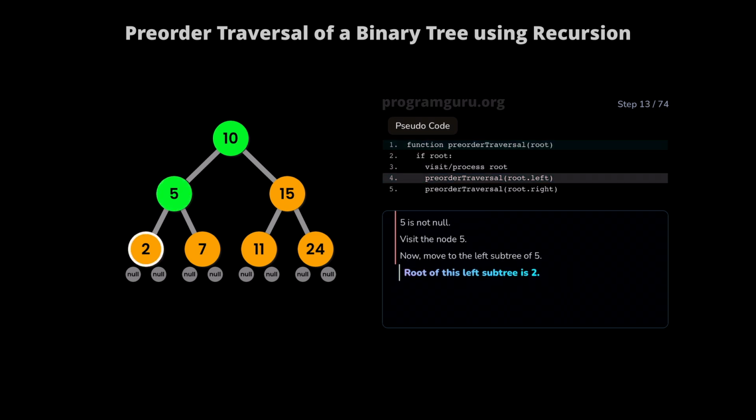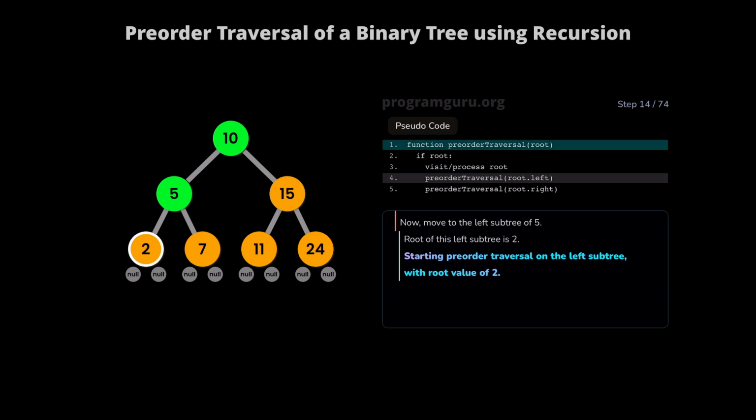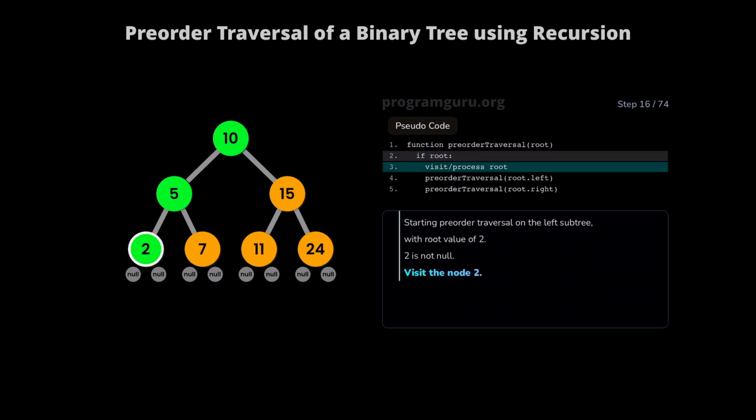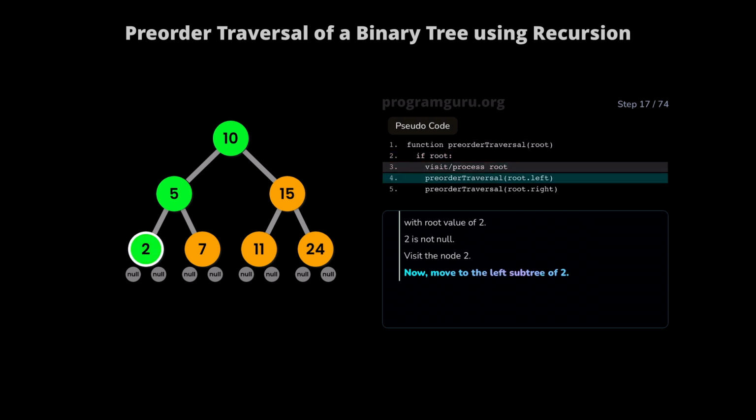Root of this left subtree is 2. Starting preorder traversal on the left subtree with root value of 2. 2 is not null. Visit the node 2. Now move to the left subtree of 2.